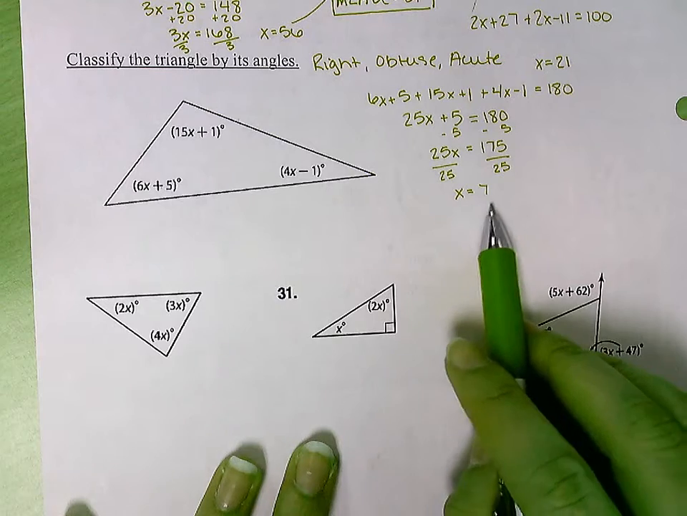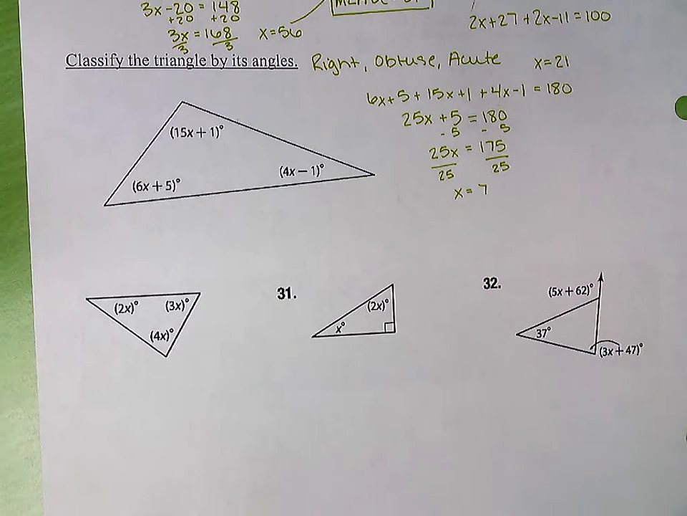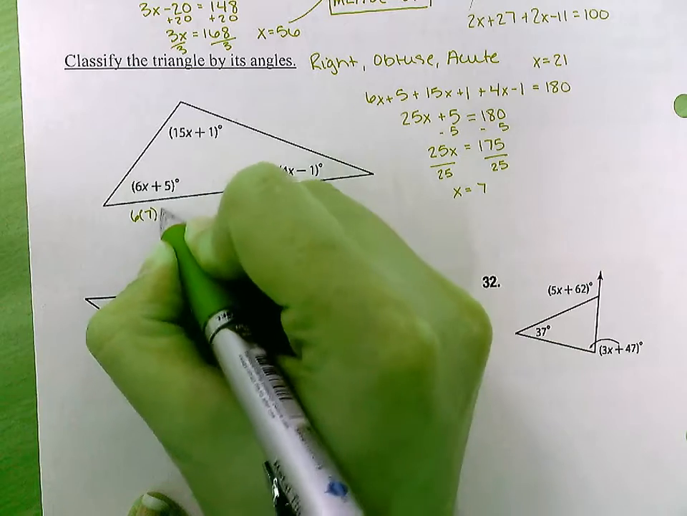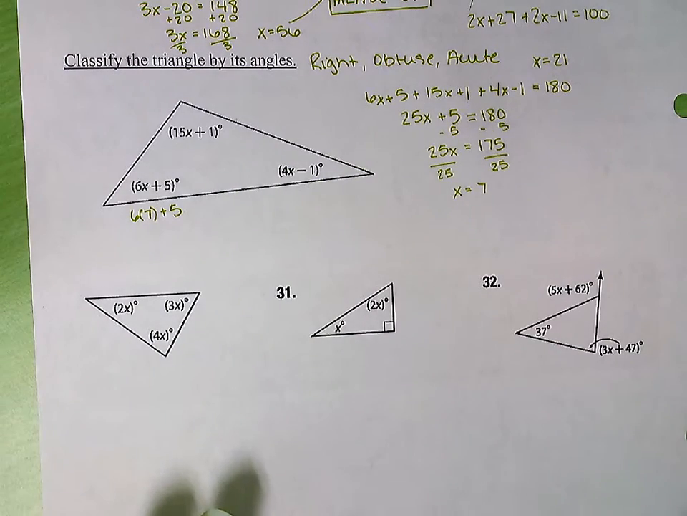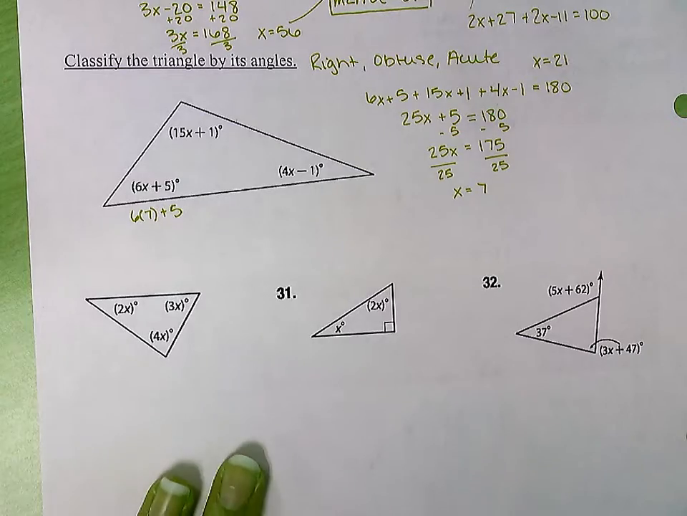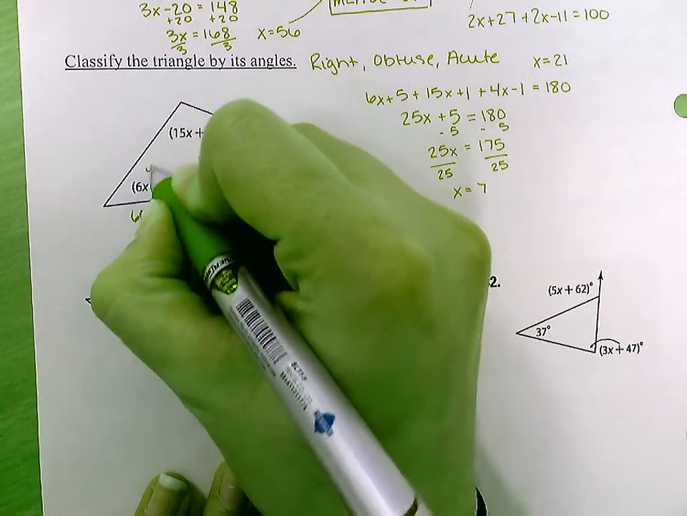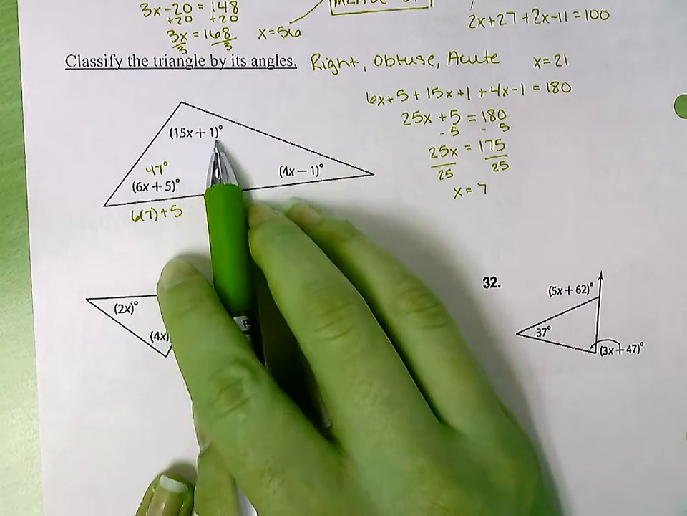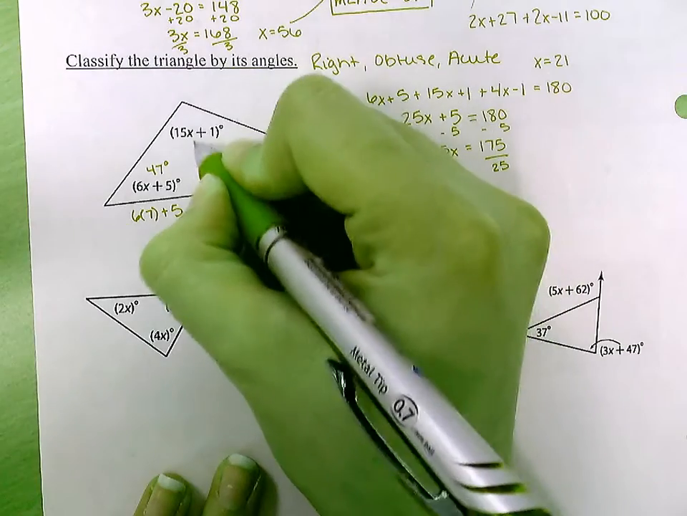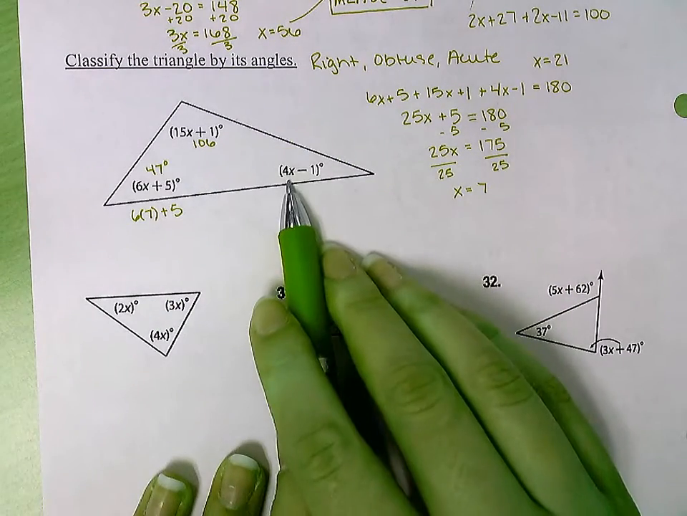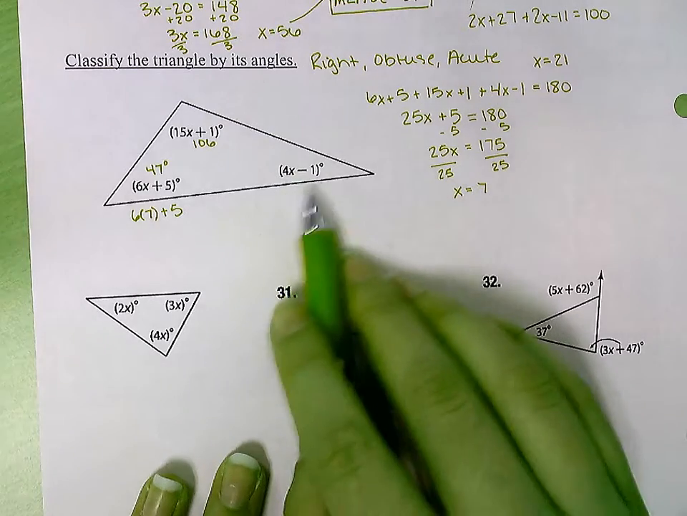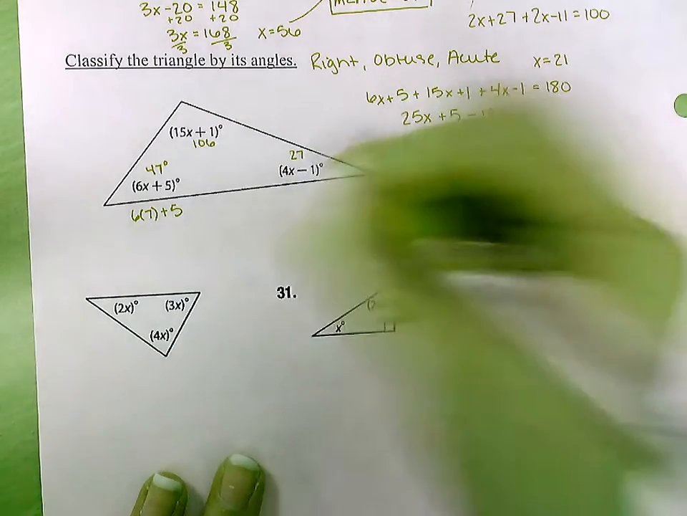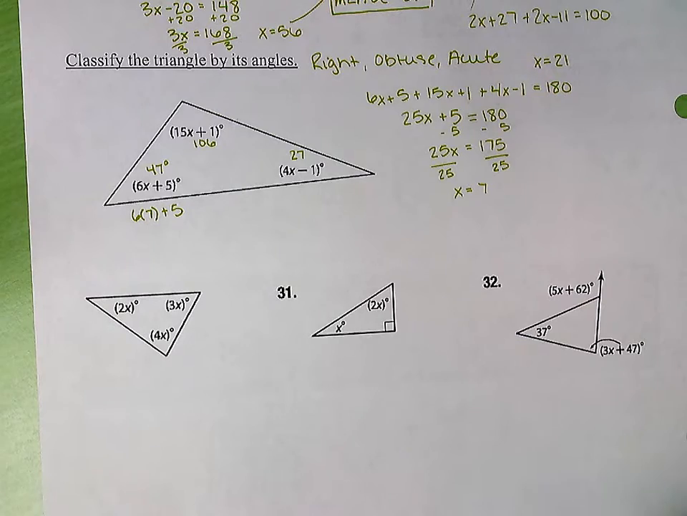So x is 7. So what I can do to classify this triangle by its angles is plug 7 in for all of those x values. Okay, so here I have 6 times 7 plus 5. That is 47. Up here I have 15 times 7 plus 1. That's 106. And then here I have 4 times 7 minus 1 is 27. So this is an obtuse triangle.